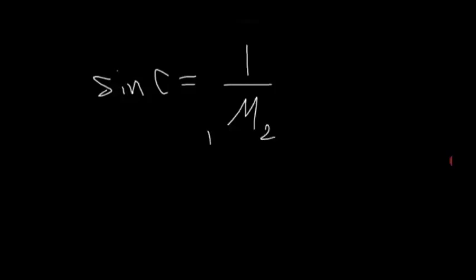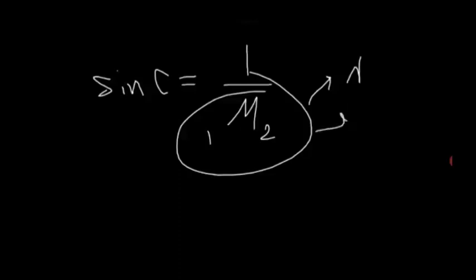So what are the factors on which the critical angle depends? As you have seen, sine C is equal to 1 by mu. So critical angle depends on refractive index. And refractive index depends on wavelength, temperature and so on. I'm just writing only two. All the factors on which the refractive index depends, you have learned earlier. Critical angle also depends on those.